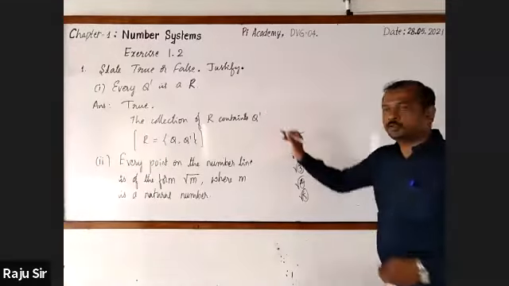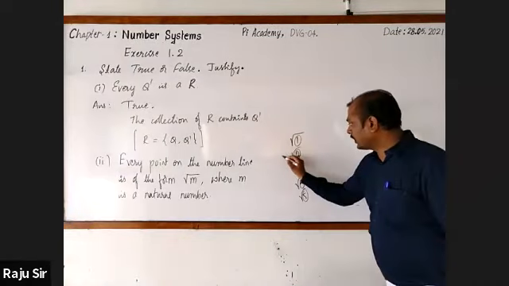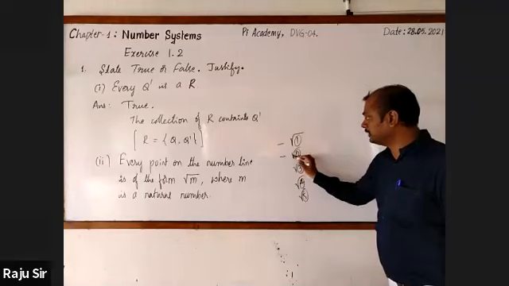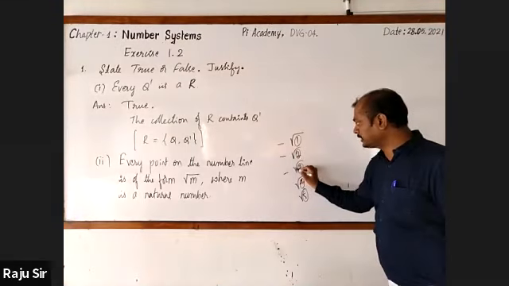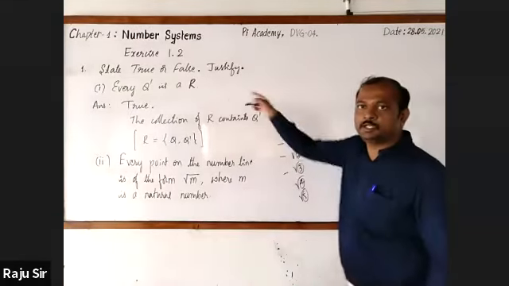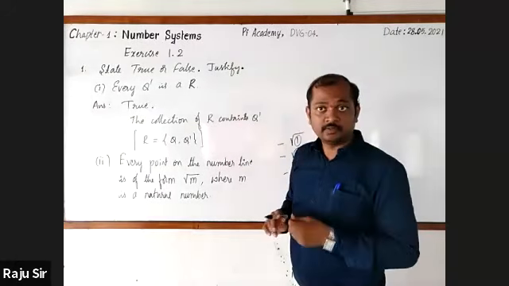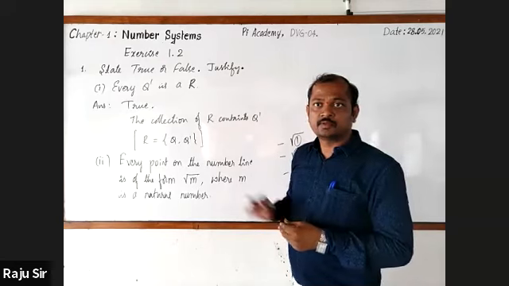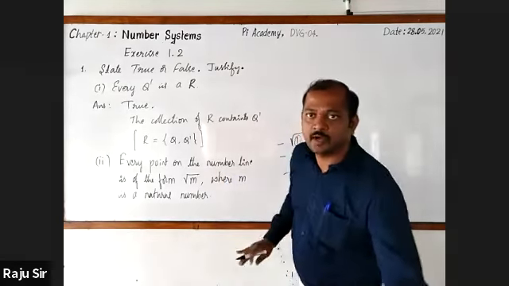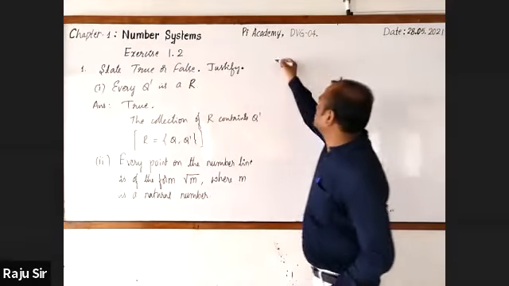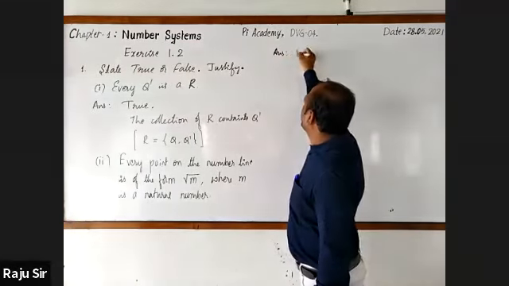Very good. Look here. If minus square root of 1, minus square root of 2, minus square root of 3 is there, it will be on the number line also, right? So that is why it is false. Answer: false.